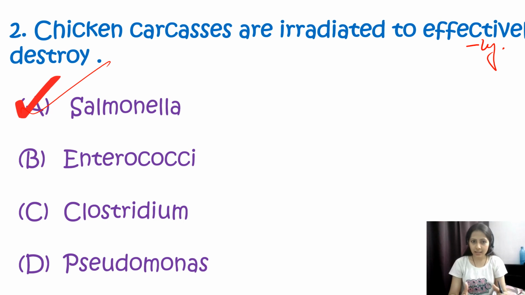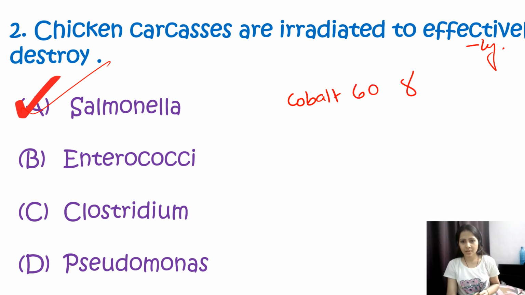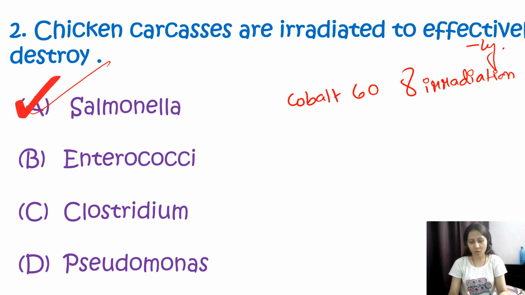But there is a concern regarding the growth of anaerobic spores, which may survive temperature abuses, similar to the concerns found in pork. The effect of cobalt 60 gamma irradiation was investigated on the concentration of Salmonella species. So over here my correct option is A.